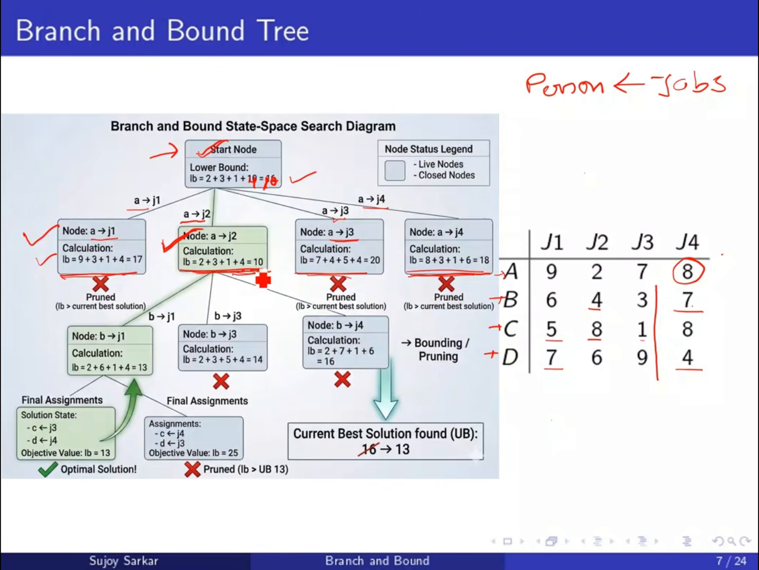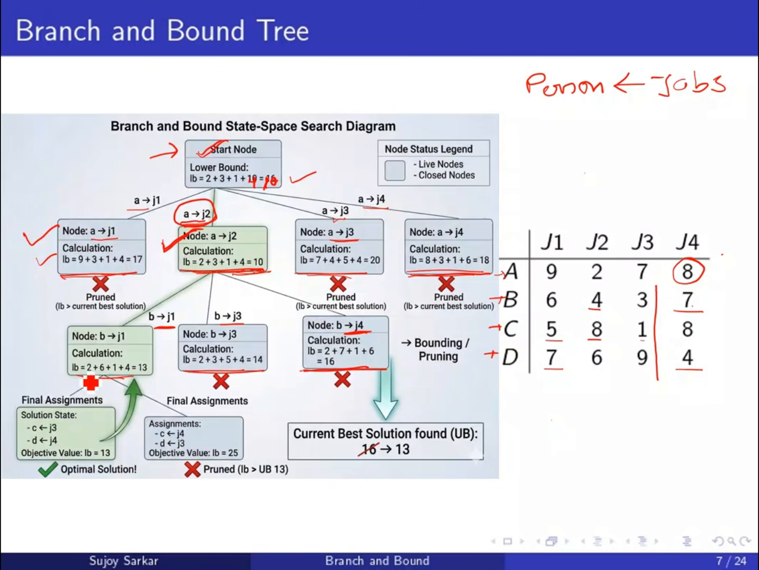Fine. So from this node, how many children can we generate? Already A is assigned in the first level. Second level is representing B. So A is assigned job 2. So B, how many options will it have? B can be assigned job 1 or job 3 or job 4. Right. So for each of these new nodes, we will again calculate the lower bound.